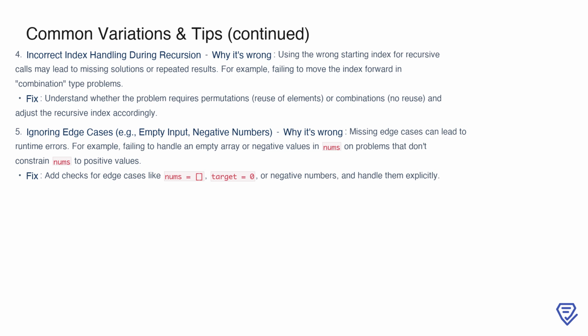Additionally, ignoring edge cases is a frequent oversight. Scenarios like an empty input array, a target of 0, or negative numbers in the input can cause runtime errors or produce unintended behavior. To handle this properly, you should explicitly check for and address these edge cases before diving into the main logic of your solution.